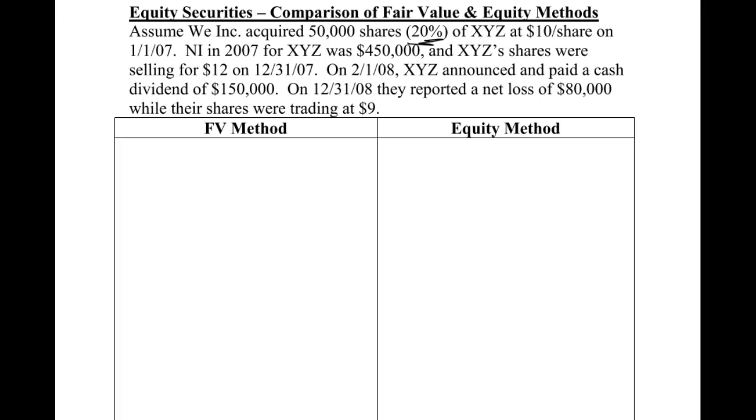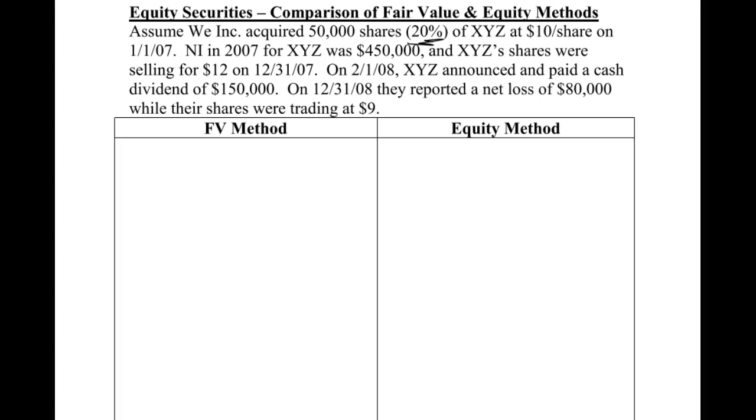At the end of the first year, there's net income reported by the investee. Their shares had gone up in value. The next year, there's a dividend. There's actually a net loss in that year, and then their shares go down to $9. So what we're going to do here is just a side by side, so it makes it easy to compare the different methods.